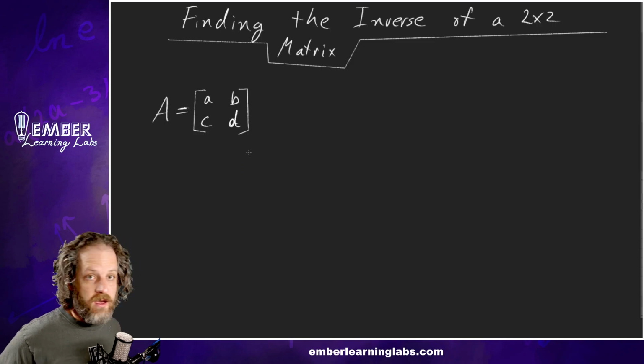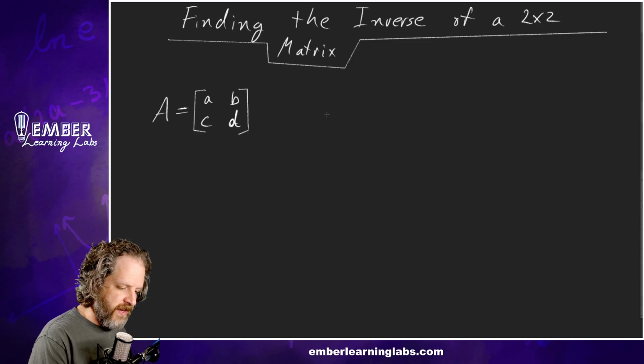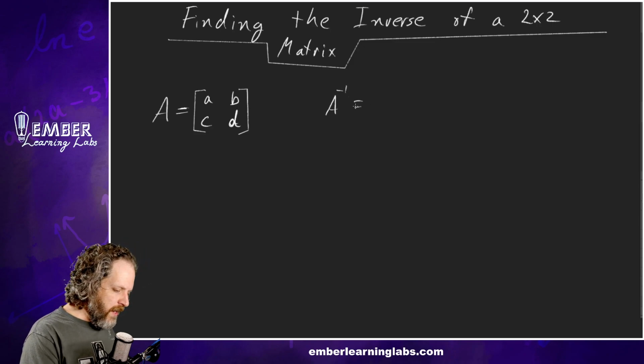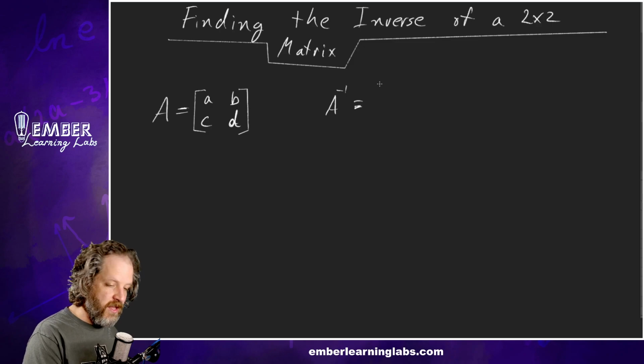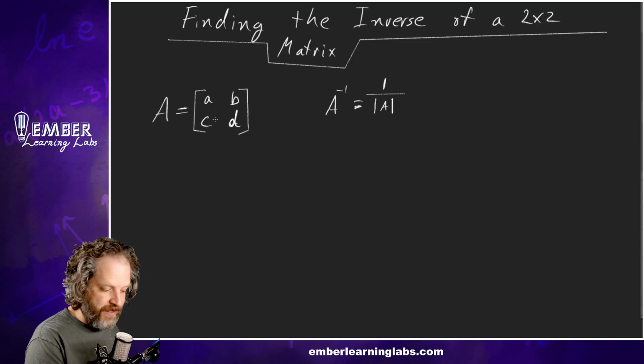Okay, so this is how to find the inverse of A. The inverse of A is 1 over, and I'll expand this out in a minute because we usually write it this way, 1 over the determinant of A. So these two multiplied minus those two. We'll write all this out in a second.